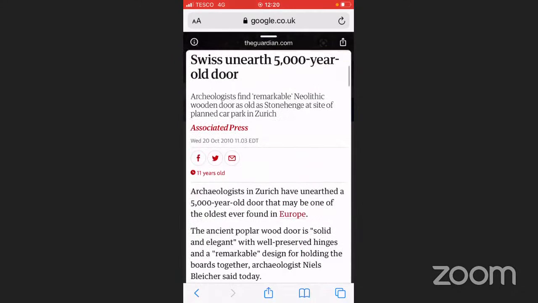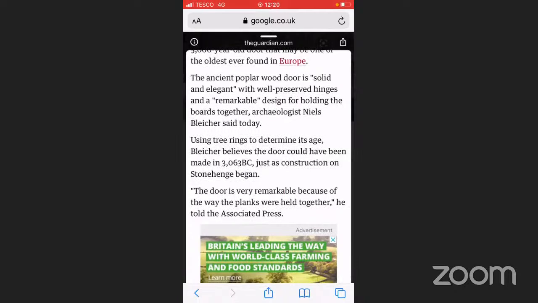Using tree rings to determine its age, the archaeologist Belcher believes the door could have been made in 3063 BC on the 14th of August. How the hell has he got such a precise date? That's amazing. The door is very remarkable because of the way the planks were held together. I know how we got the date, guys, because the date was on the door. That's how. They knew it.